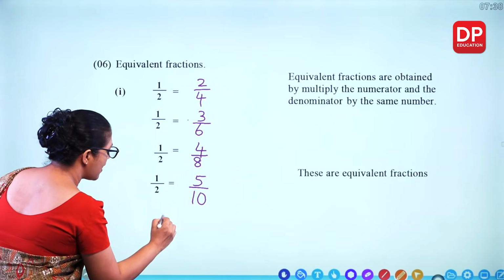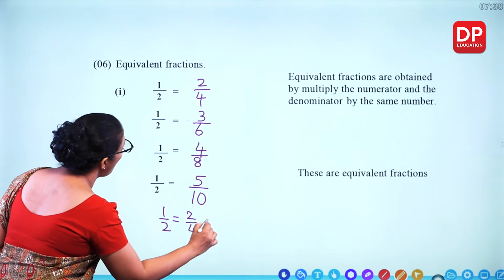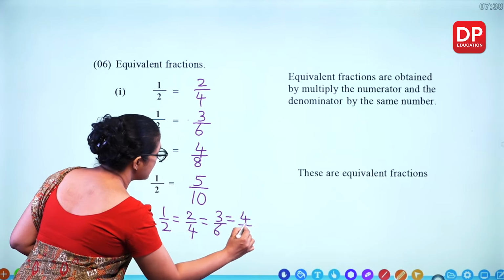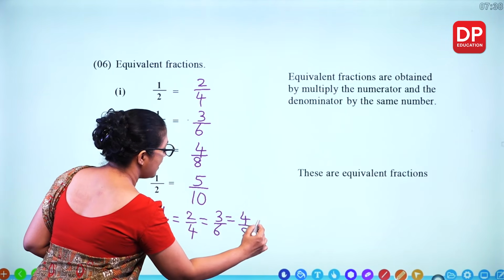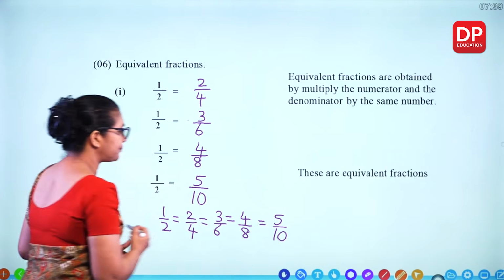So we can write that a half is equal to 2/4, 3/6, 4/8 and 5/10.